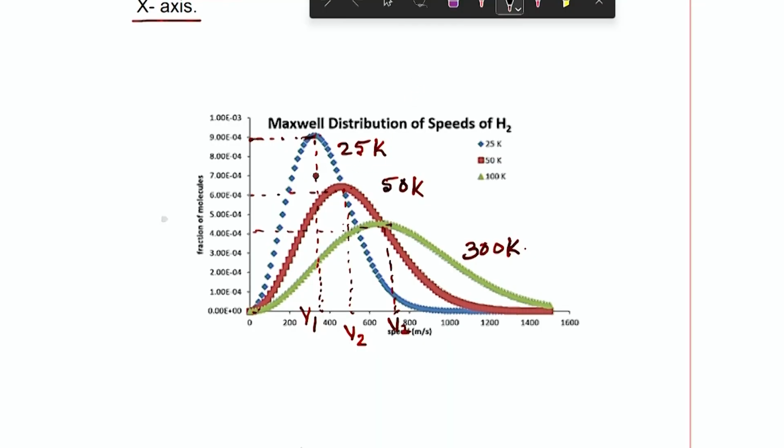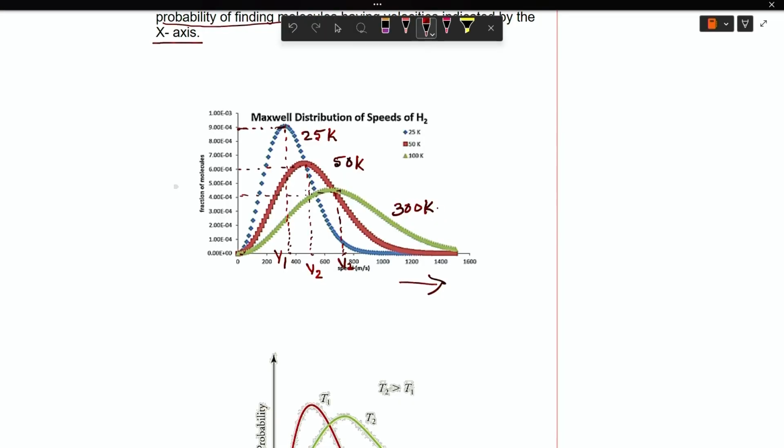Now, you can see that when the temperature has been increased from lower temperature to higher temperature, there is a shift of these peaks towards the right hand side. Right hand side means in the direction of increase in velocities. So, naturally the velocity V3, which is at 300 Kelvin, is greater than velocity V2, which is at 50 Kelvin, which is greater than V1, which is at 25 Kelvin. So, these are the velocity values.